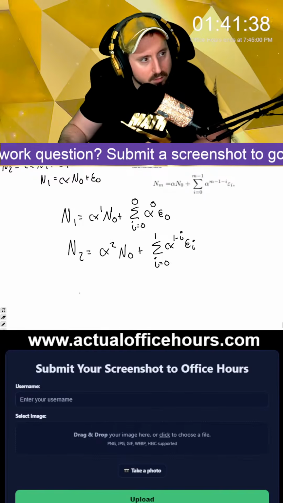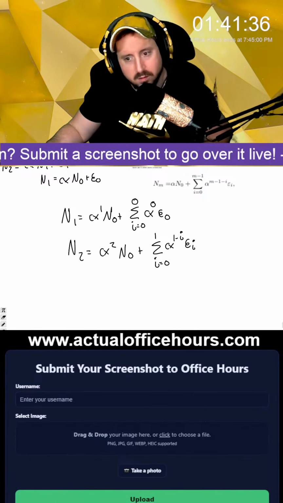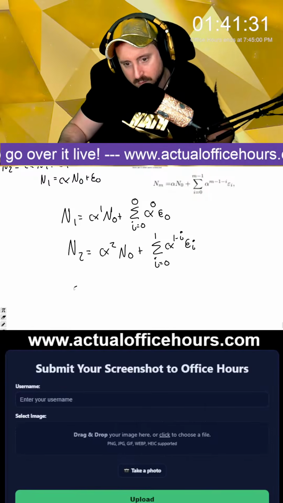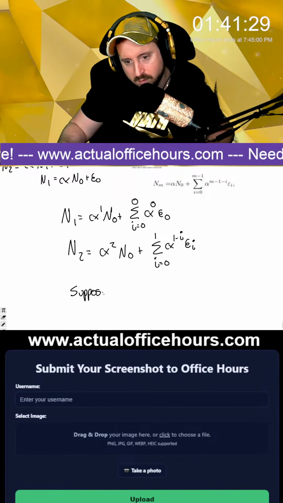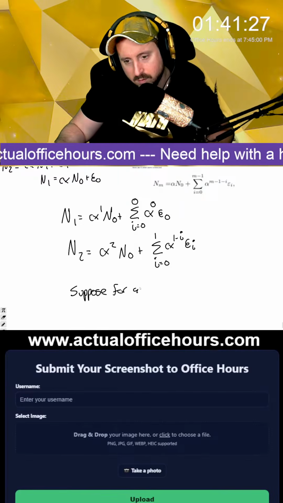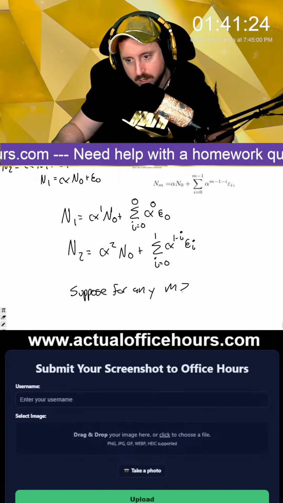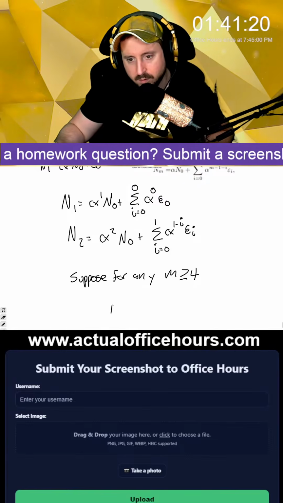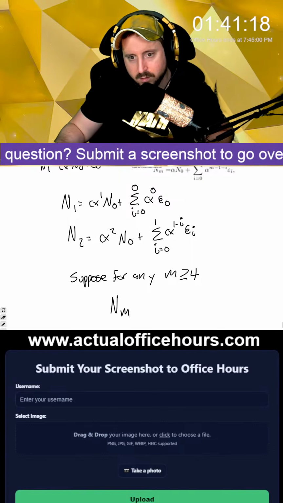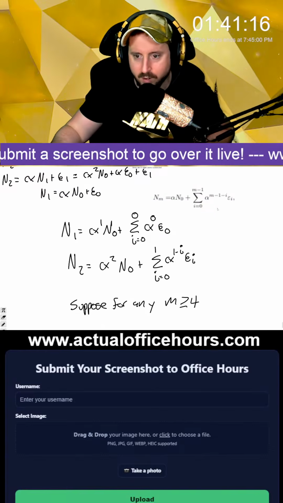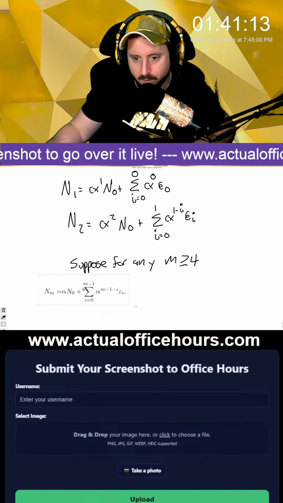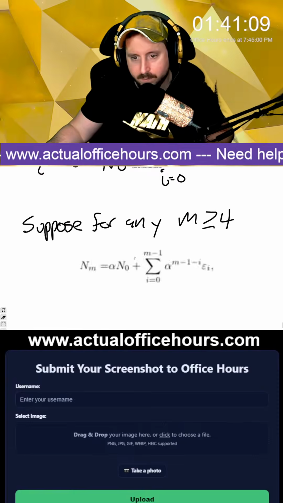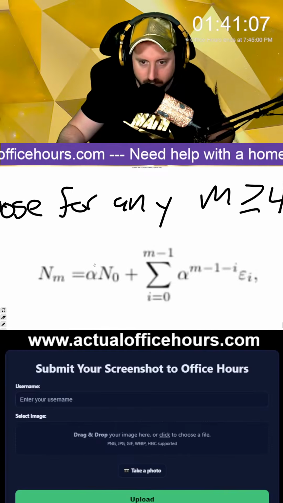So just suppose that for any m greater than or equal to 3, because we checked up to 3, it's actually greater than or equal to 4. For any m greater than or equal to 4, we have that, so you don't have to write it again. Don't forget the alpha to the m so you don't get confused. Okay, this is to the m.